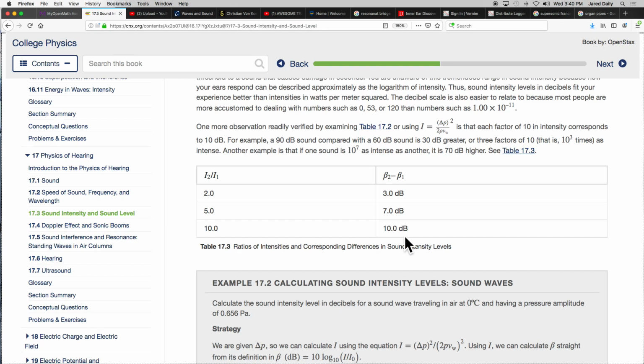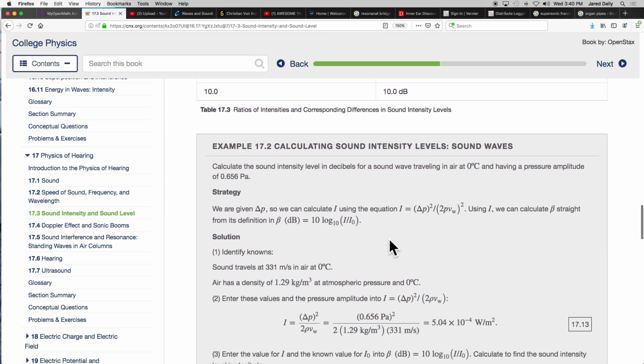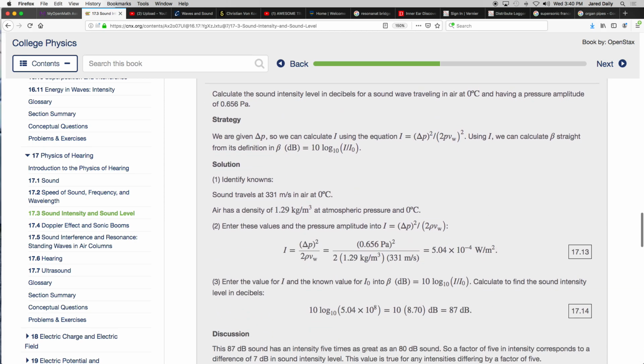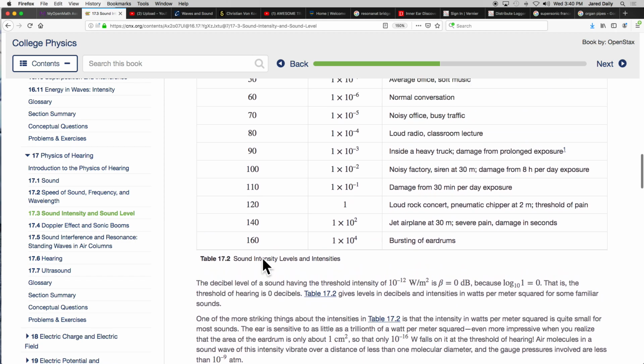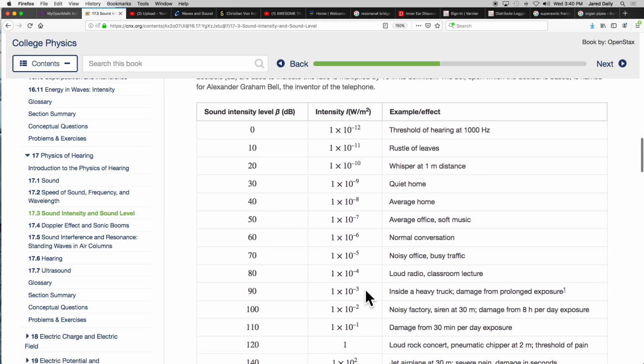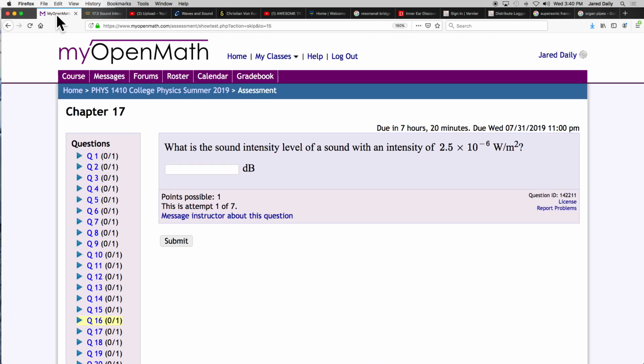And so in that one, you're going to actually have to do like they do here and actually calculate it. So you have to actually calculate the intensity. And so it's going to be something like 2.5 times 10 to the minus 6. It's going to be something in the 60 to 70 range because this is 1 times 10 to the minus 6, right? And you're looking at 2.5 times 10 to the minus 6.